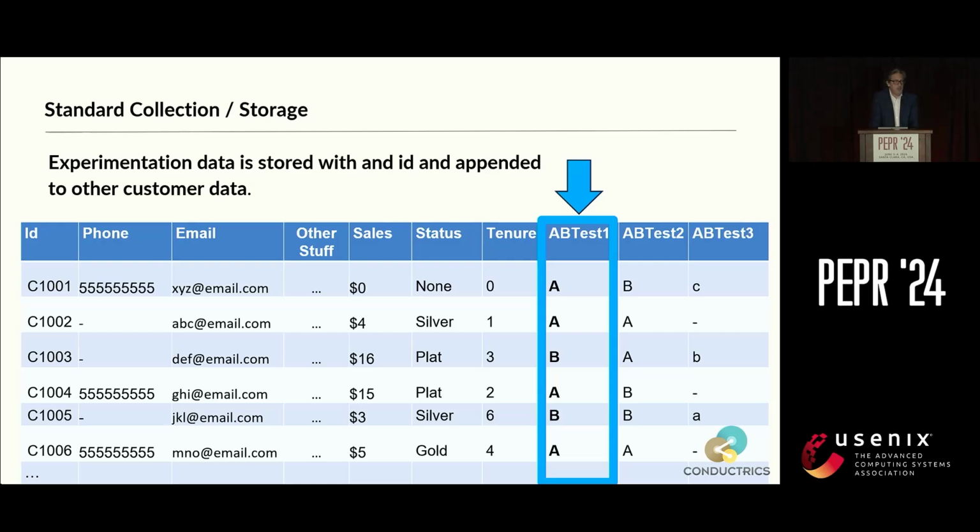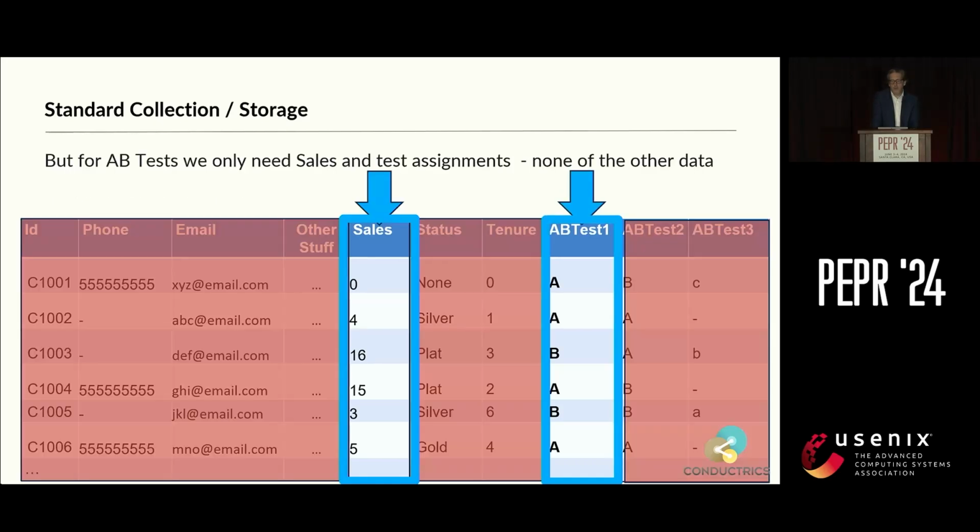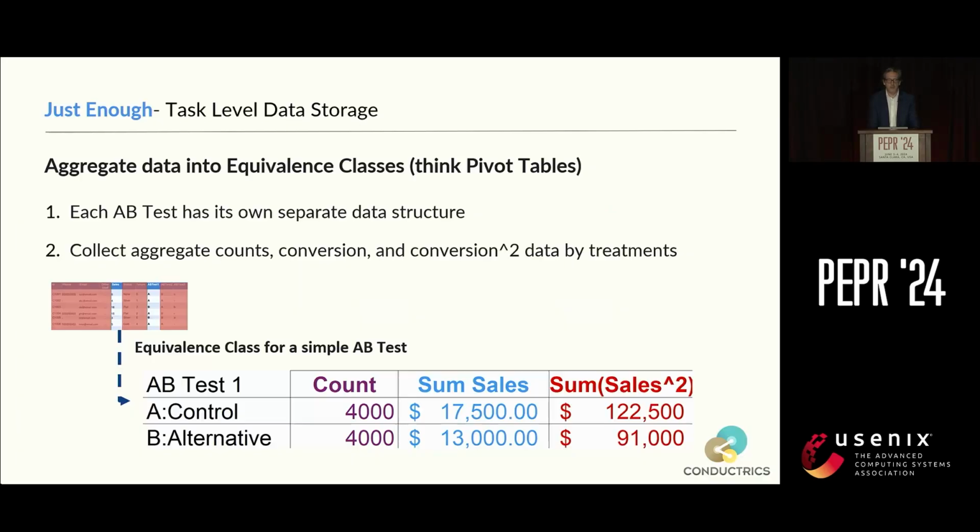Okay, so normally how the data is collected in that big table view of the world is that we append the A/B testing assignment to all of our other customer data. But really to solve the A/B testing problem, and this is again privacy by default, I'm not saying that one has to do it this way, but just by default, you don't really need to collect all that additional data. Really, we only need these two columns. All I need to have is the treatment as well as the conversion event or the sales event or whatever happens to be the endpoint for the experiment.